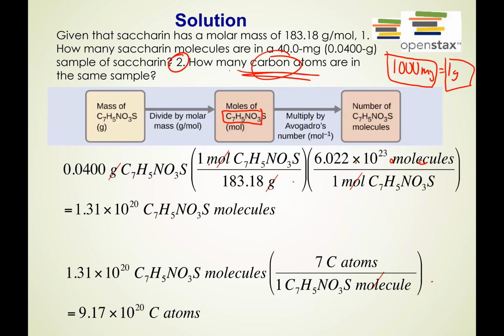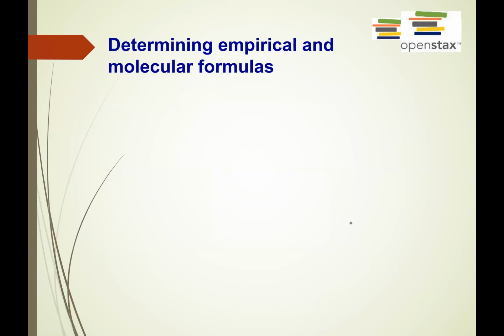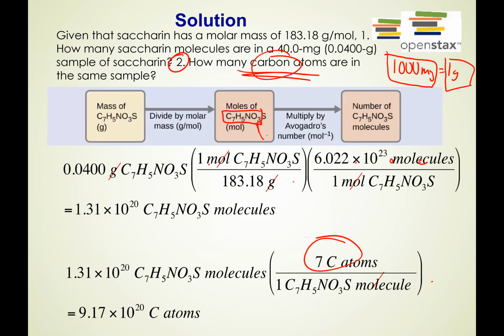What if it said how many oxygen atoms? What number would go on top? 3. Because there's 3. Oops. 3 oxygen atoms.